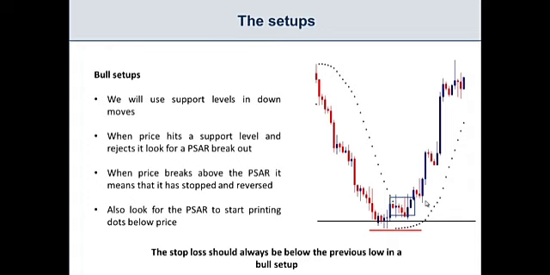The stop loss should always be below the previous low in a bull setup, and as you can see here, if you enter right at this candle when price closes above the Parabolic SAR, you will get an awesome risk to reward ratio setup. So this is what we are looking for when we are looking at bottoming trends for long setups.